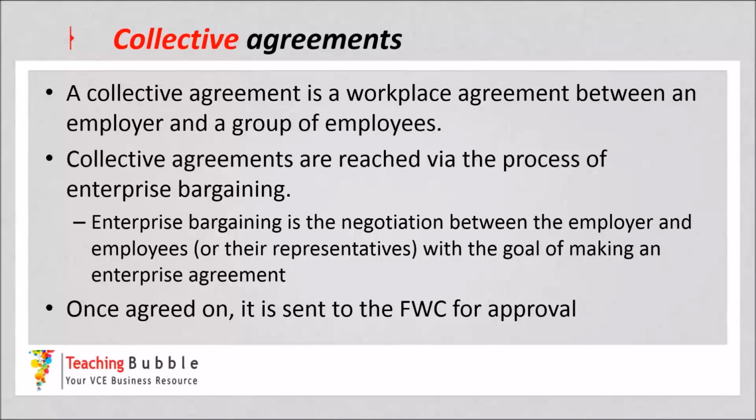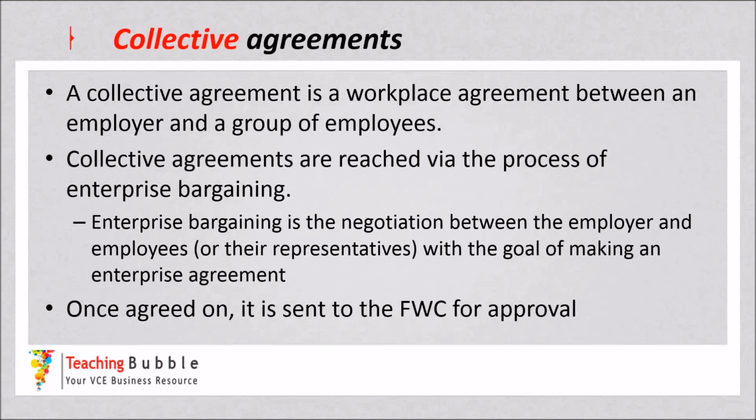Now, the next form of agreement is known as a collective agreement, or you may hear it as an enterprise agreement. This is a workplace agreement between an employer and a group of employees. So we began with the National Employment Standards, which covered all employees, set the minimum for all employees. Then we went to an industry award, which set the minimum wages and conditions for all those in a particular industry. So it was more specific.